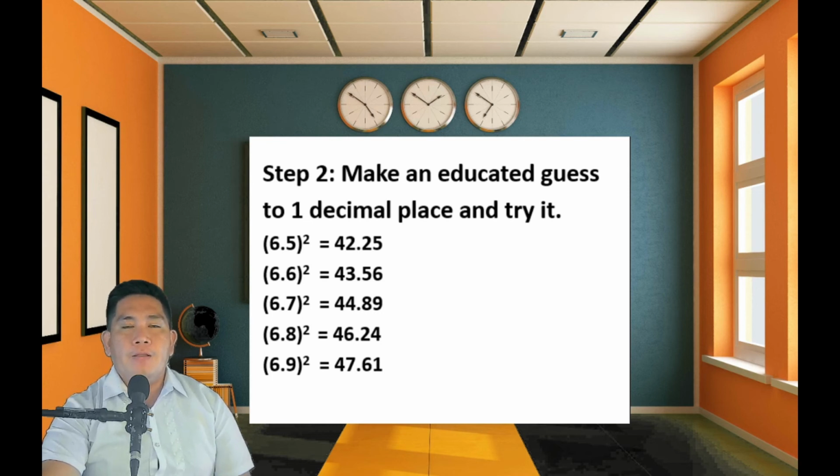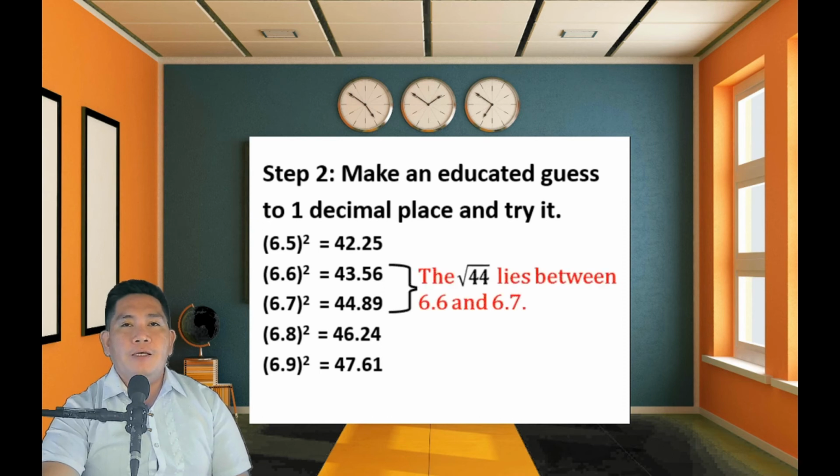The square of 6.5 is equal to 42.25. The square of 6.6 is equal to 43.56. The square of 6.7 is equal to 44.89. The square of 6.8 is equal to 46.24. And the square of 6.9 is equal to 47.61. And the square root of 44 lies between 6.6 and 6.7.